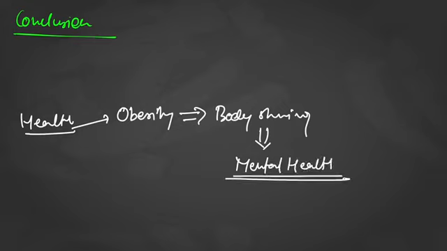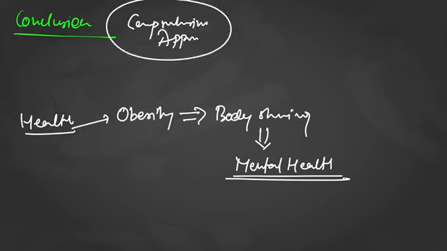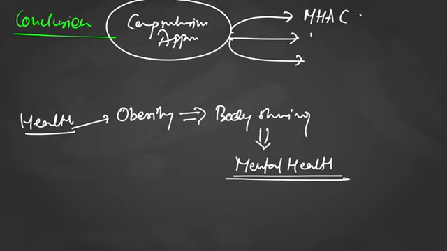Okay, in conclusion, what will you write? That to stop this, or to decrease or minimize this, you can take a comprehensive approach. In this you can write that this comprehensive approach has to be related to mental health awareness campaigns. Then you can also talk about improved access to mental health services. Then you can also talk about economic empowerment through opportunities. Yes or no?